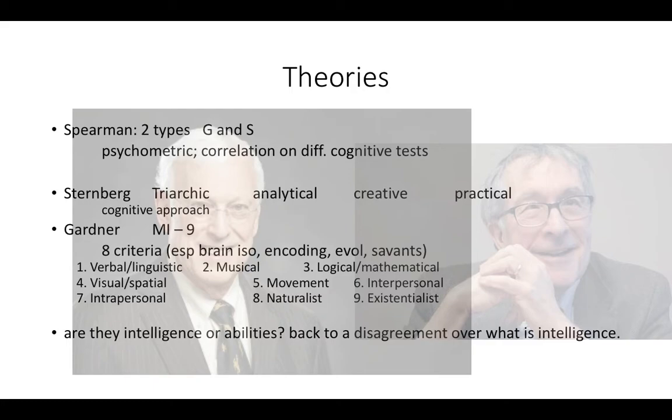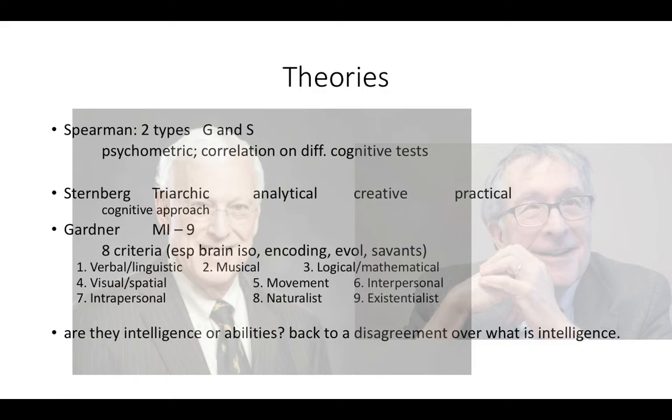He also talked about S, specific task-based intelligence, like being good at business or being good at art or music or something like that. And he thought there was some correlation between G and S, but the focus was on G. And that determined and drove a lot of the intelligence testing up into the 70s and 80s, and even today.